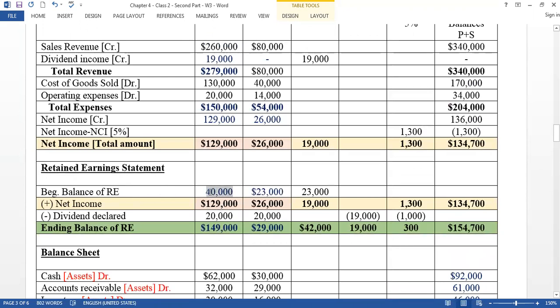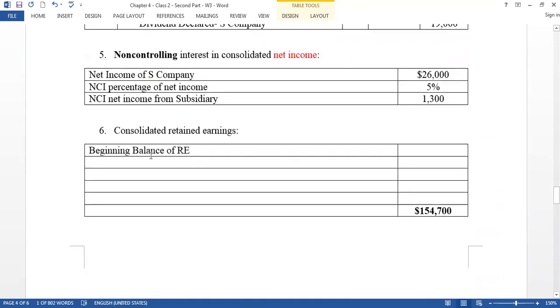Look, $40,000 for the parent's company, $23,000 for the subsidiary, right? And again we eliminate $23,000. So we only have a beginning balance of $40,000. If you cannot remember, go to my previous class to see why we eliminate the retained earnings of the subsidiary. So these two accounts are eliminated, and we have only the beginning balance of $40,000 of the parent's company.